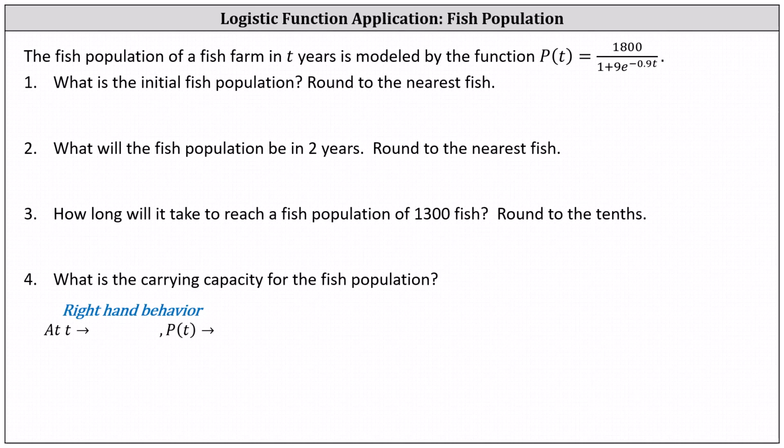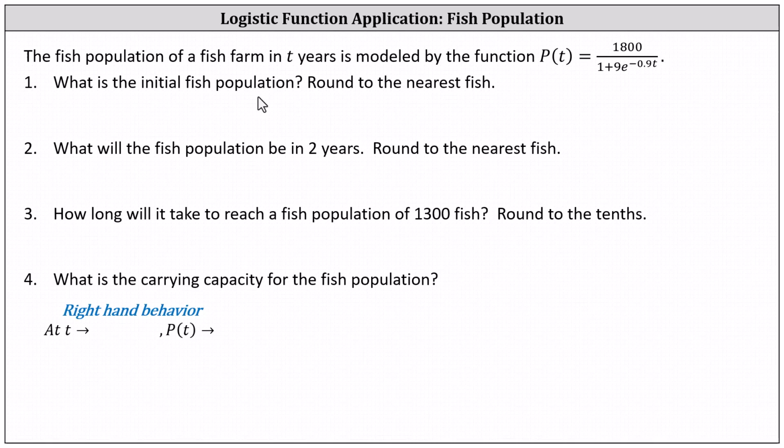The fish population of a fish farm in t years is modeled by the logistic function P of t equals 1,800 divided by the sum of 1 and 9 e to the power of negative 0.9t. Number 1, what is the initial fish population, rounded to the nearest fish?